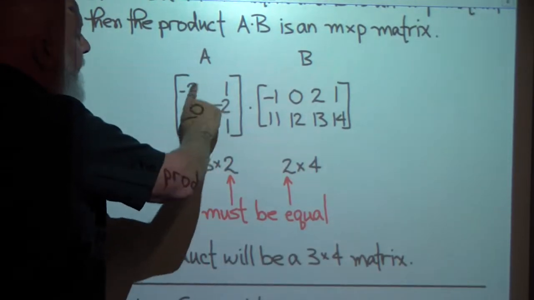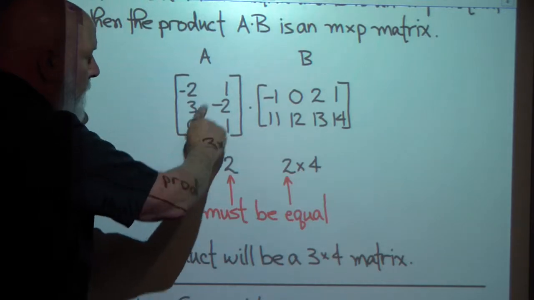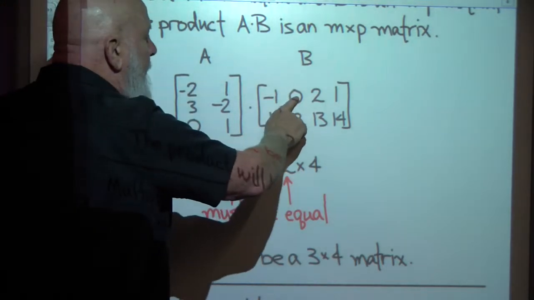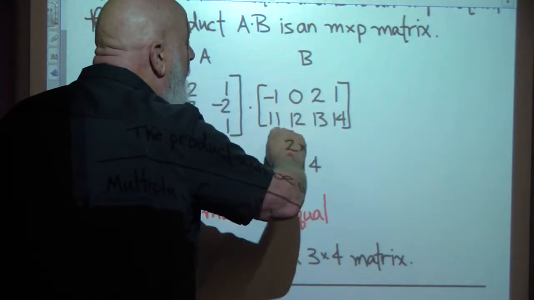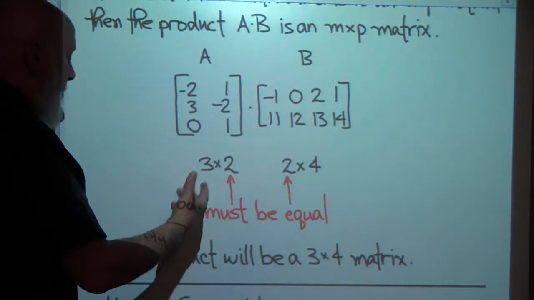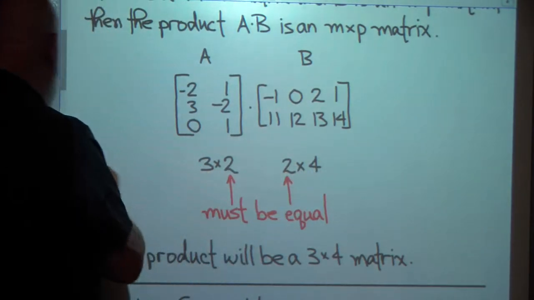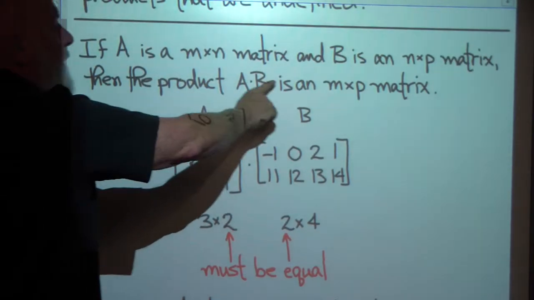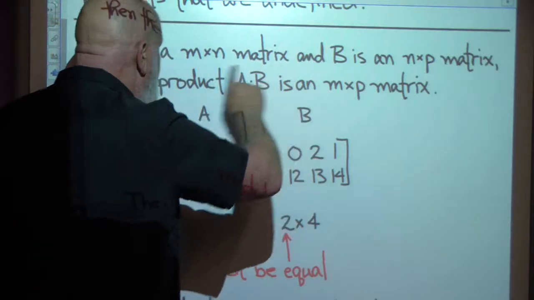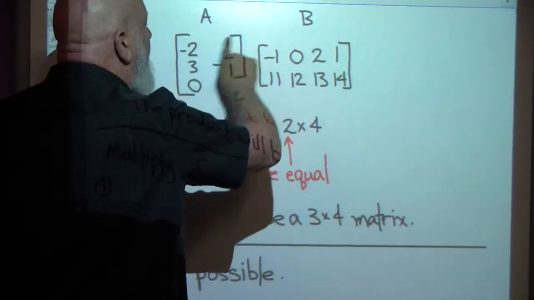Let's say that A is a 3 by 2, 3 rows, 2 columns, and B is a 2 by 4, 2 rows by 4 columns. The product will be a 3 by 4 matrix. That's what this says right here. Product is going to be M by P. So that's what this means within the context of this problem.